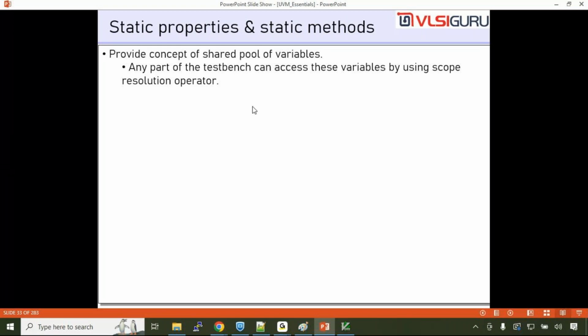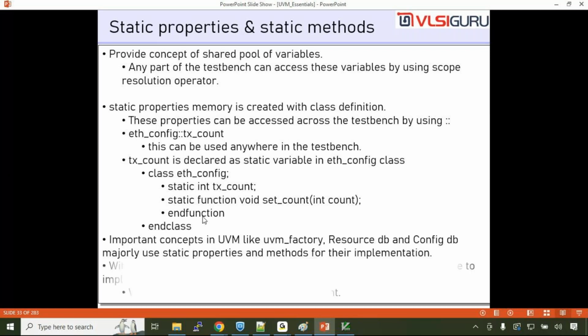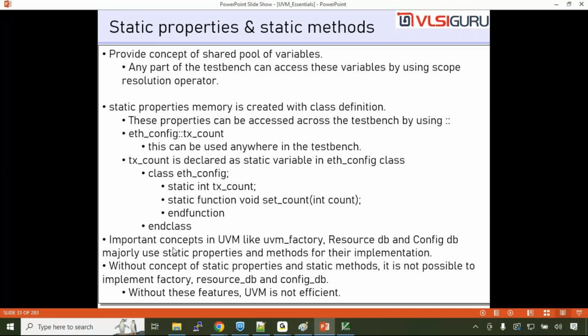Basically, they provide a concept of a shared pool of variables, which are shared across the test bench. Any part of the test bench can access these variables using the scope resolution operator. We have already discussed what the scope resolution operator is. Important concepts in UVM like the UVM factory, resource database, and config database majorly use static properties and methods for their implementation. Without this concept of static properties and methods, it is not possible to have factory and resource DB. They don't work at all.